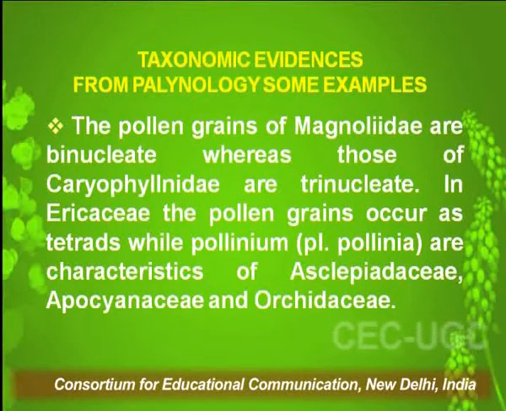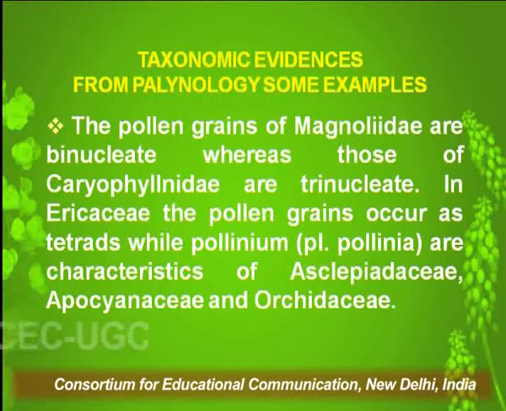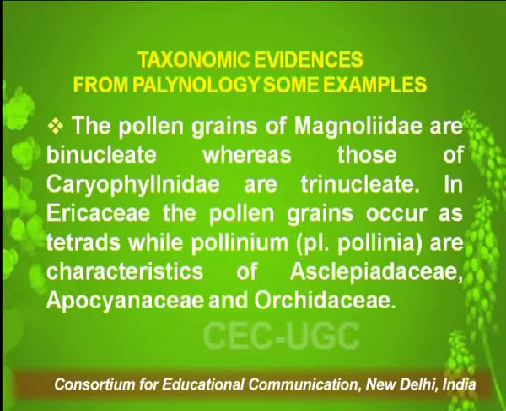Now, if we take up some examples of how palynology has helped as a taxonomic evidence, the first one being the pollen grains of Magnolidae. They are binucleate, whereas those of Caryophyllidae are trinucleate. In Ericaceae, the pollen grains occur in tetrads, while pollinia are characteristics of Asclepiadaceae, Apocynaceae, and Orchidaceae.